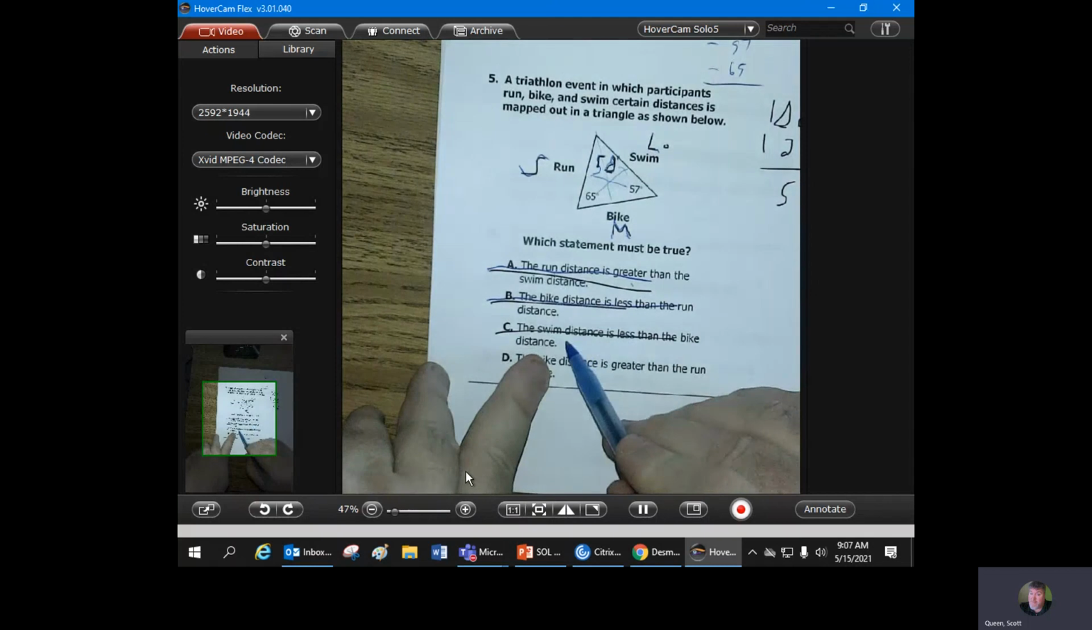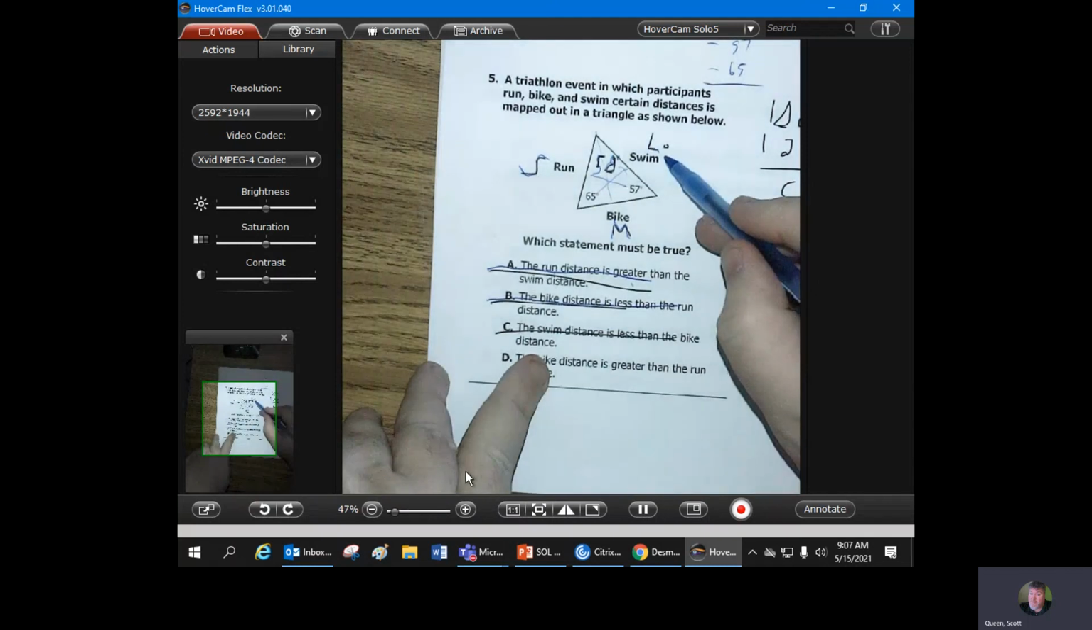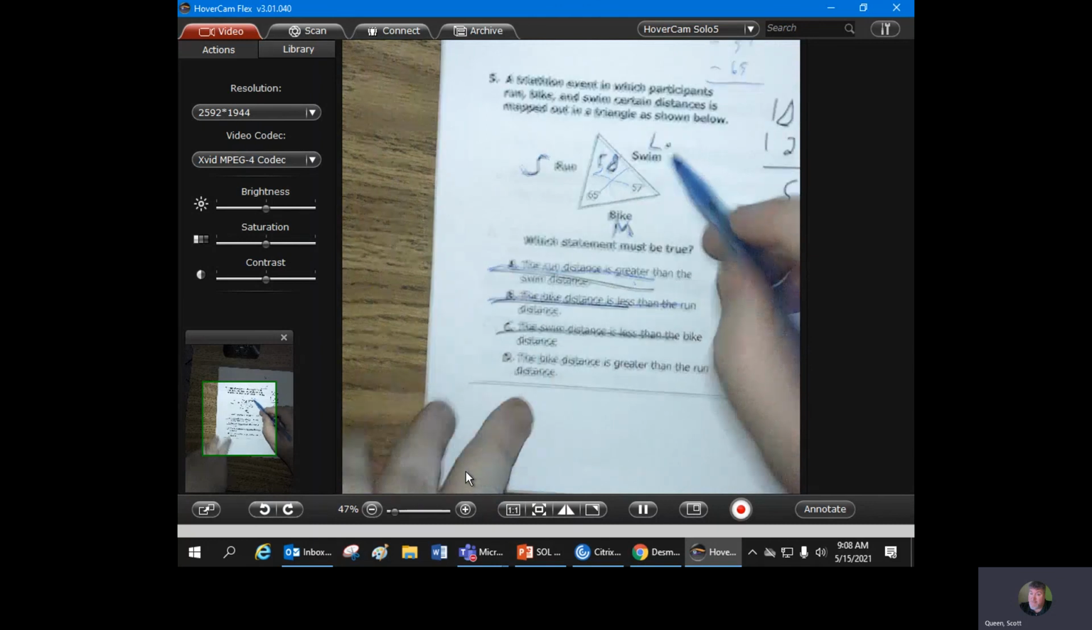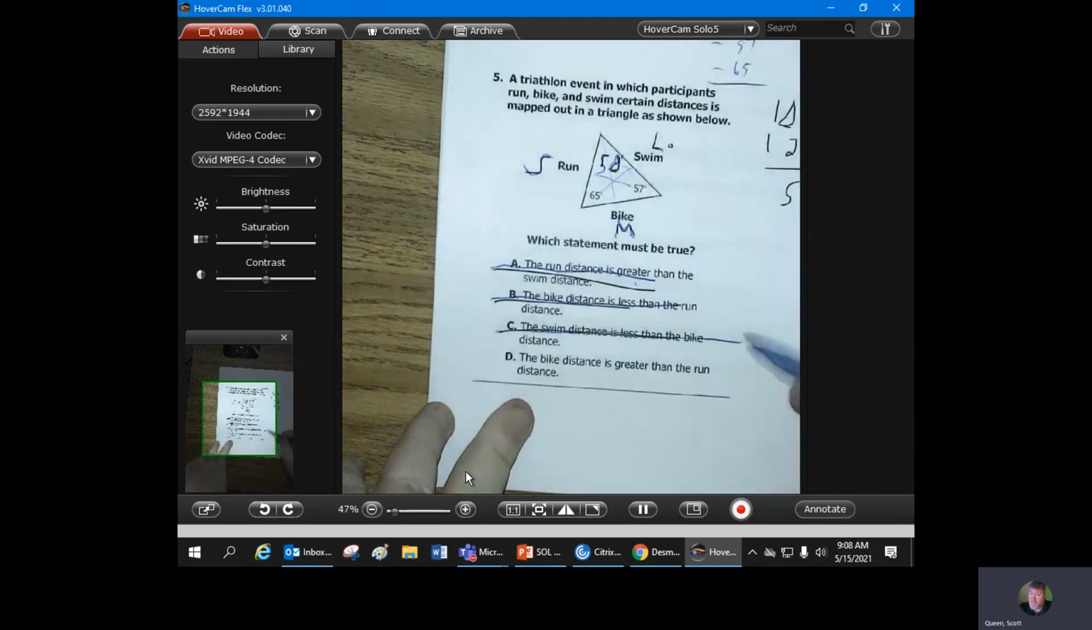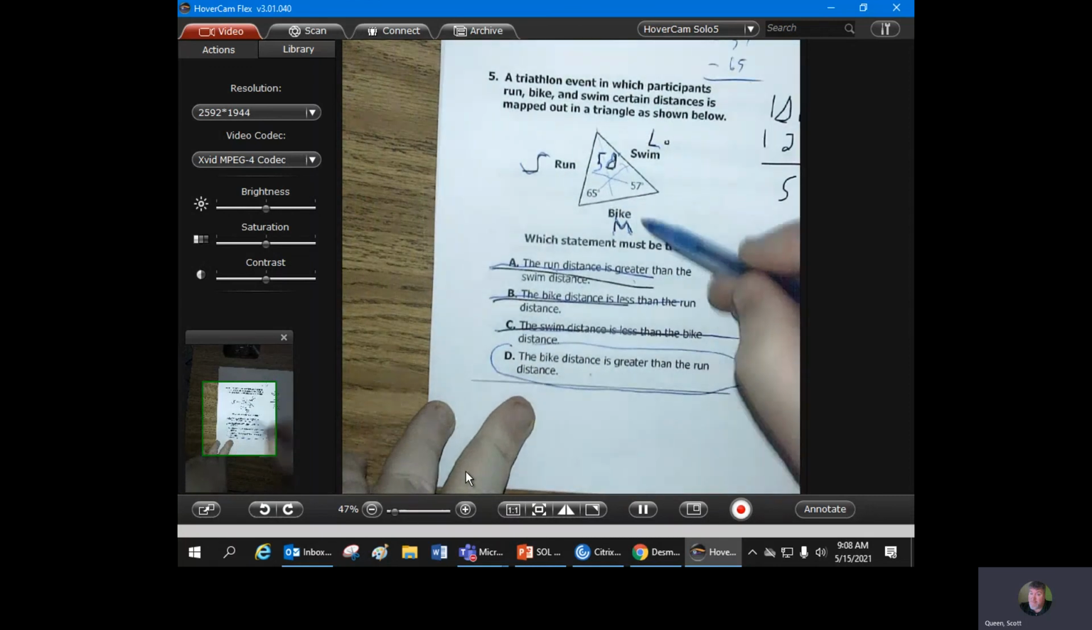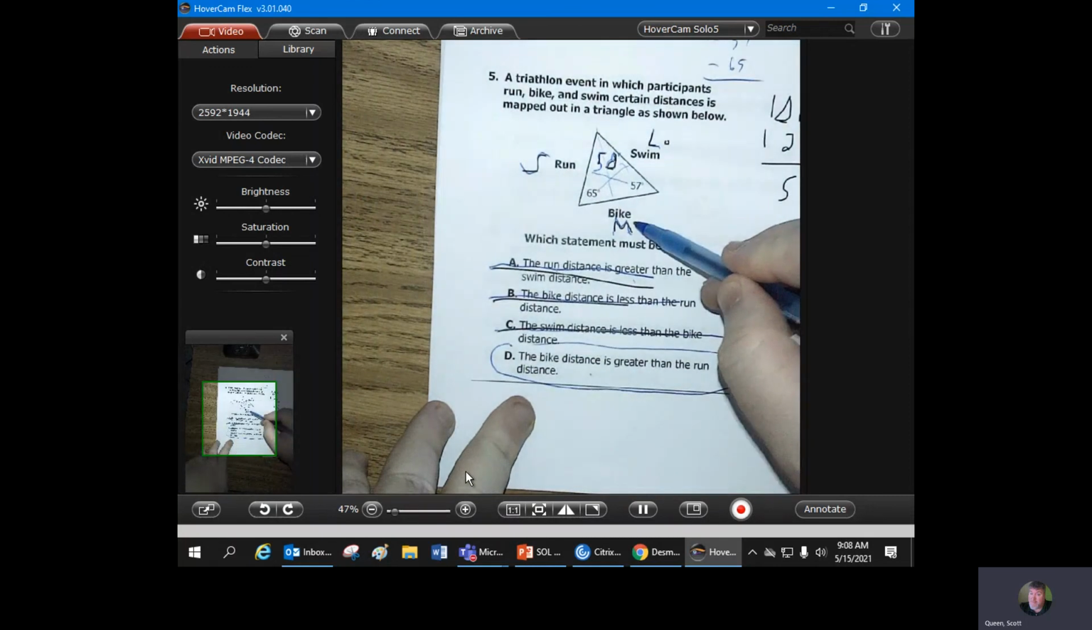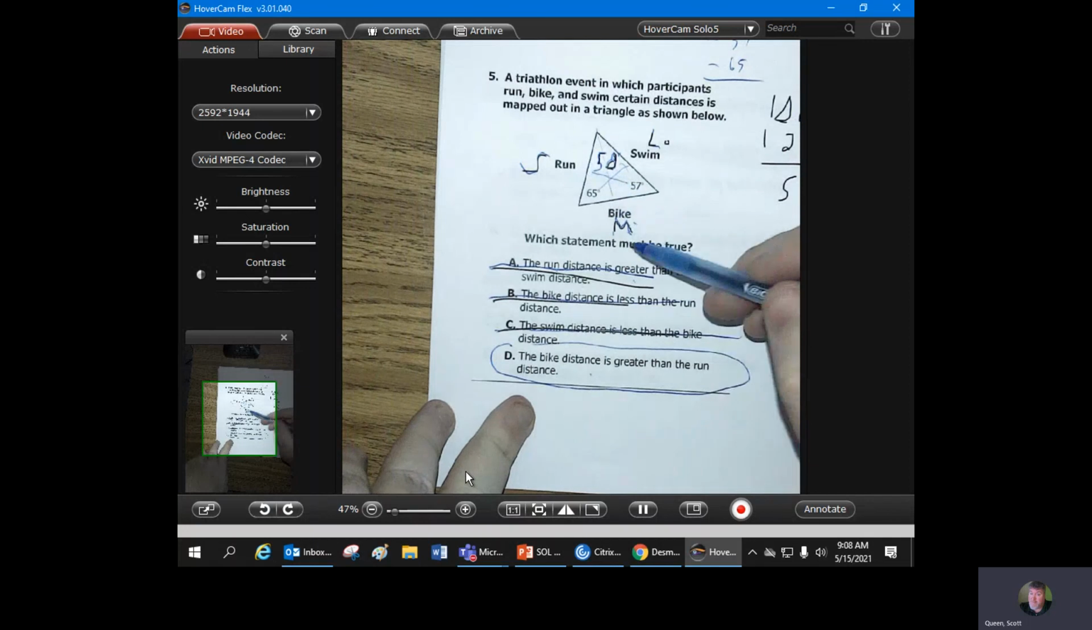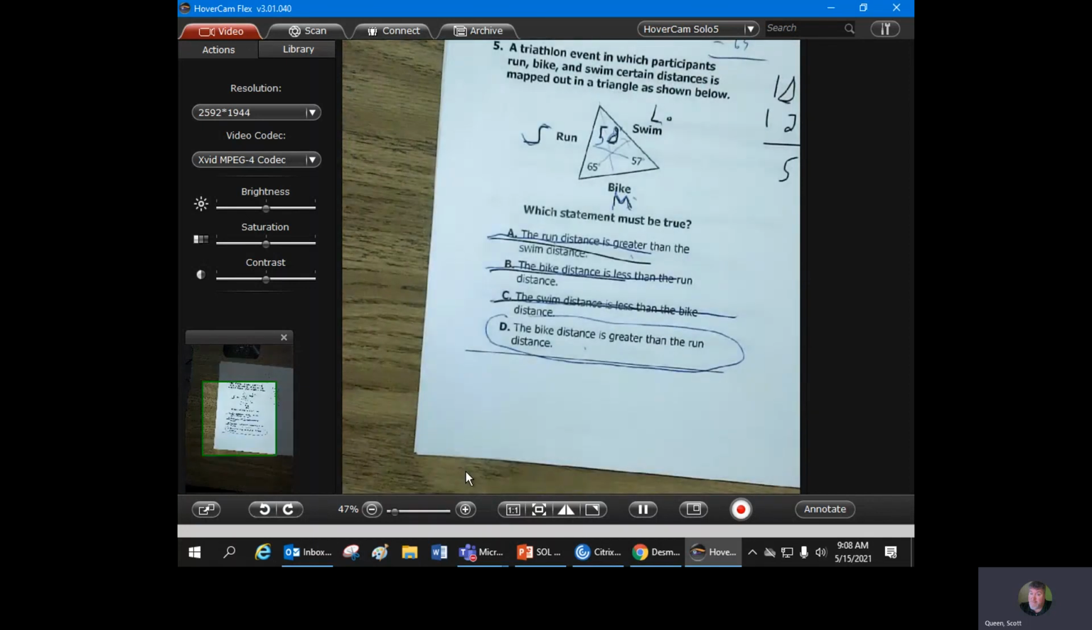C says the swim distance is less than, and I'm going to stop right there. My swim is my longest side, right? It can't be less than anything, so it can't be C, which leaves us with D. The bike distance is greater than the run distance. Medium is bigger than small. That is true. See how we did that?